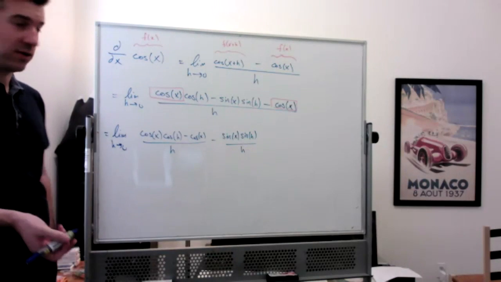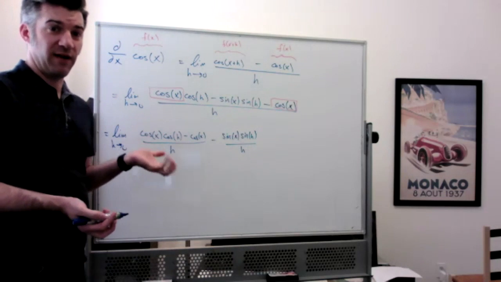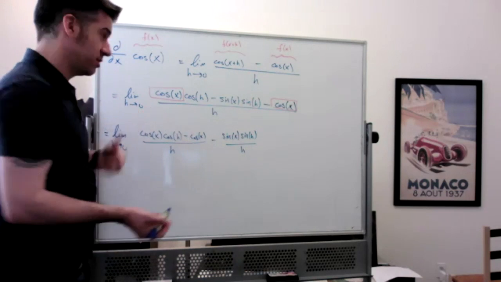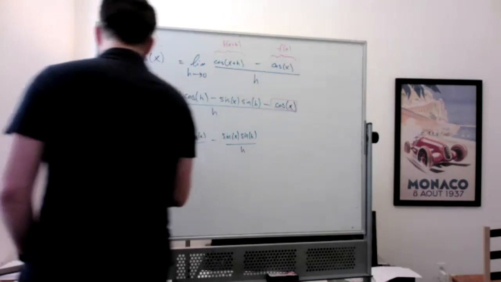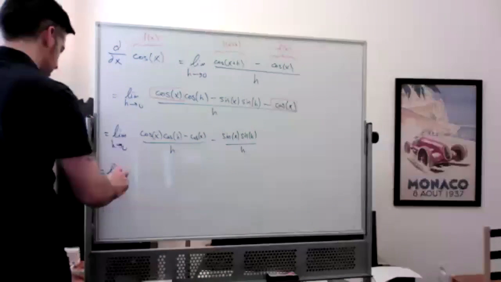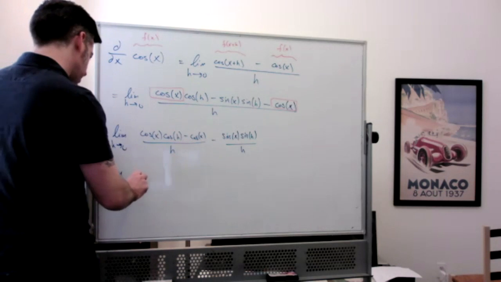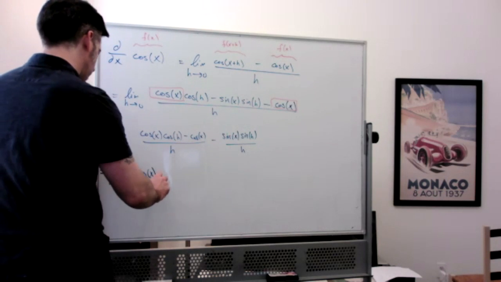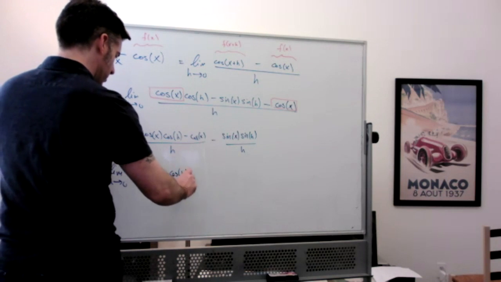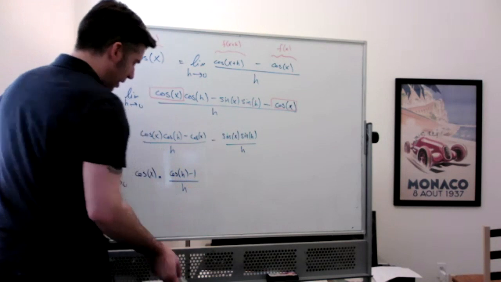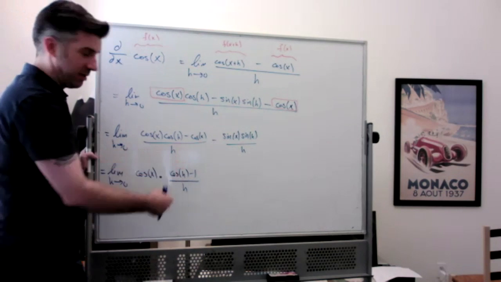Now we're going to do some factoring. The reason I put these two pieces together is so that I could factor out the cosine of X. So I'm going to rewrite this as the limit as H goes to 0. I'm going to factor out the cosine of X. When I do that, I'm left with cosine of H minus 1 all over H. I could write the whole thing over H, but really I want this piece by itself.